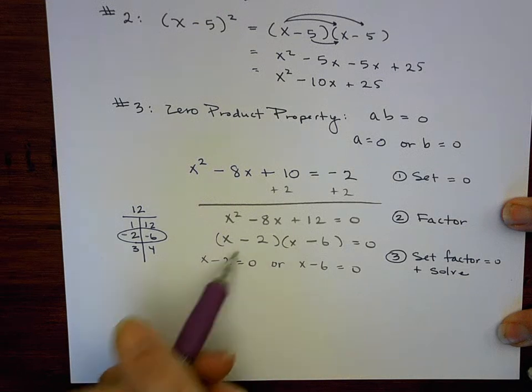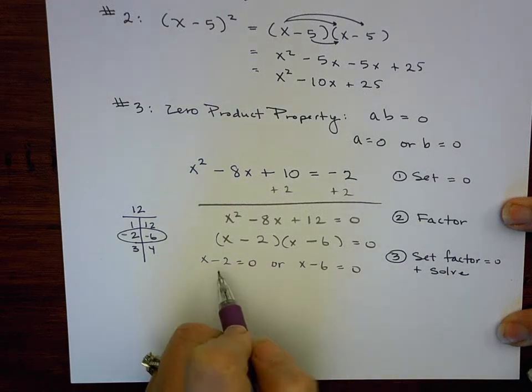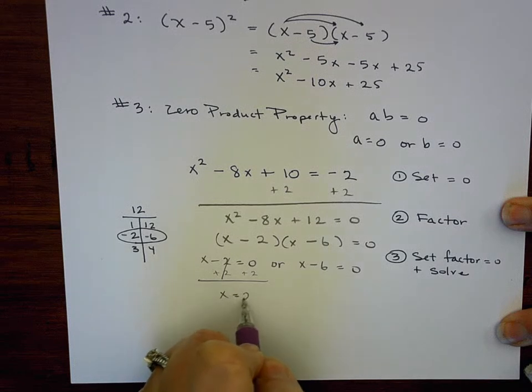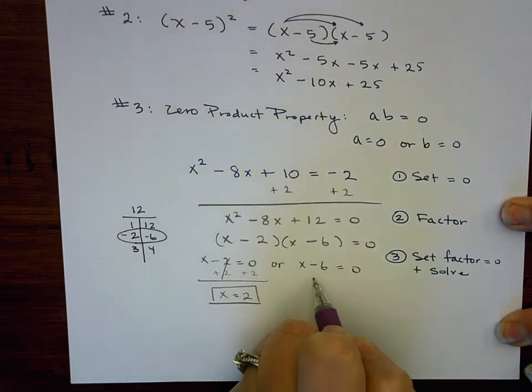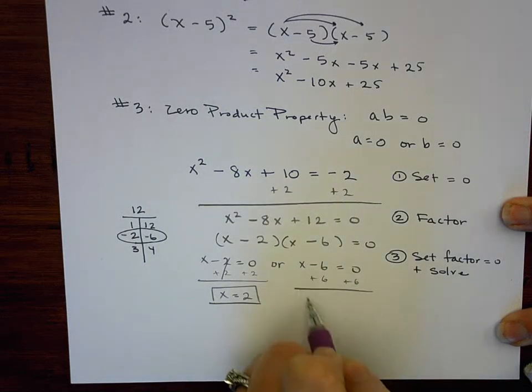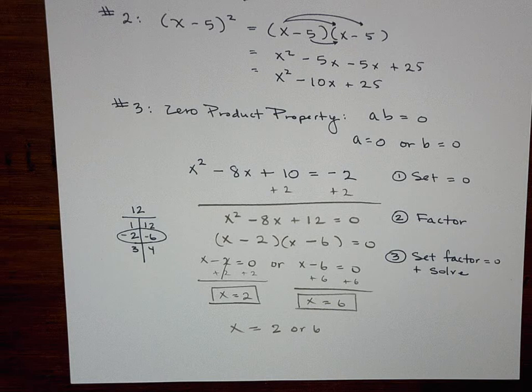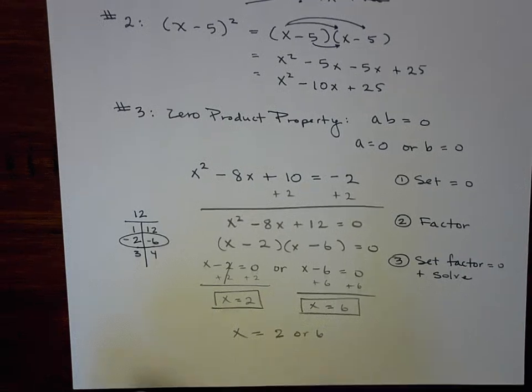So my first factor equal to 0, my second factor equal to 0, and then I would add 2, and then add 6. So x could either be 2 or 6. Okay? All right, so these are our key concepts or review ideas. And that's just to help us do the solving.